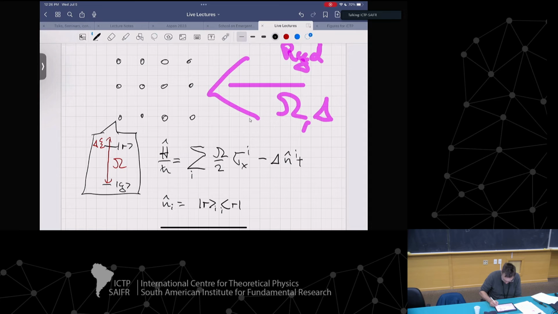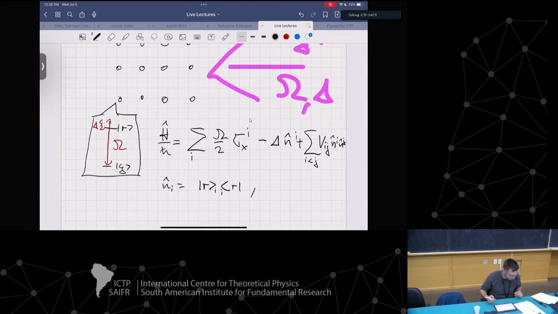But now, of course, we also have interactions. So now we have two-body terms. We have V_ij, this is our Rydberg interaction, and only the Rydberg states interact, so I have here n_i n_j. So this is the Hamiltonian. n_i is just the projector on the Rydberg state. Sigma x is just ground-Rydberg plus Rydberg-ground. So if you wanted to write a 2x2 matrix, it's just the driving.